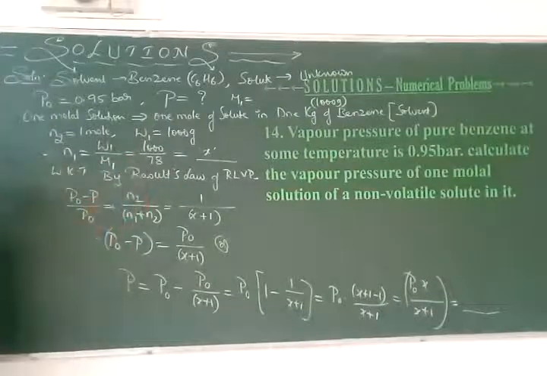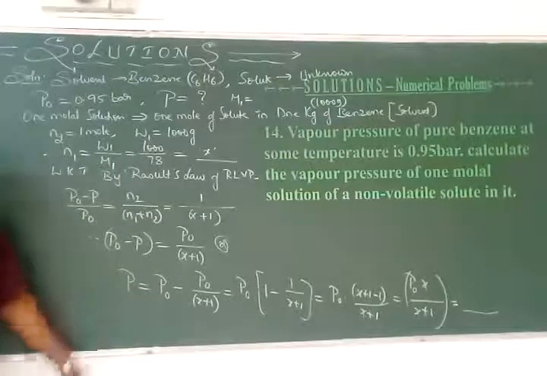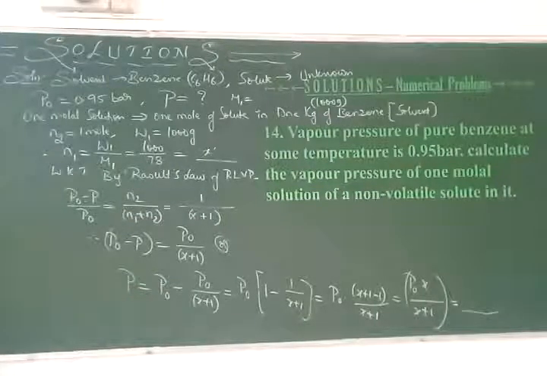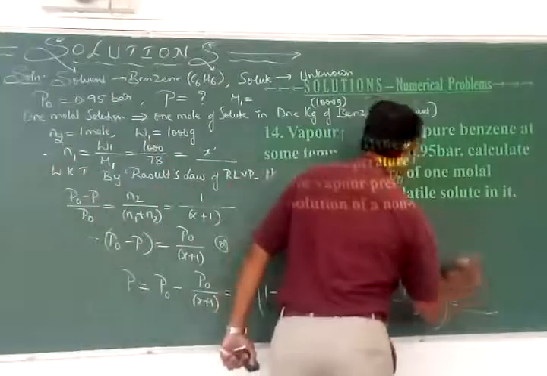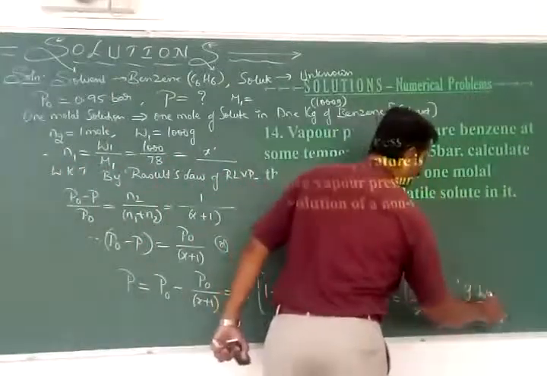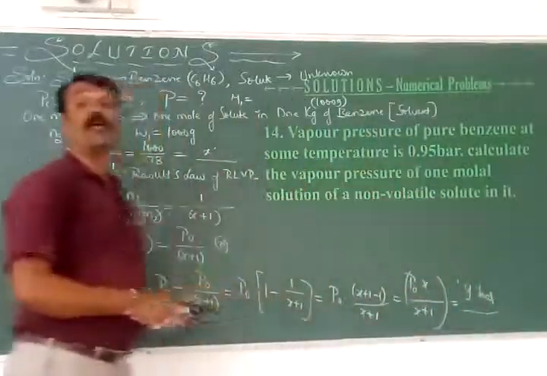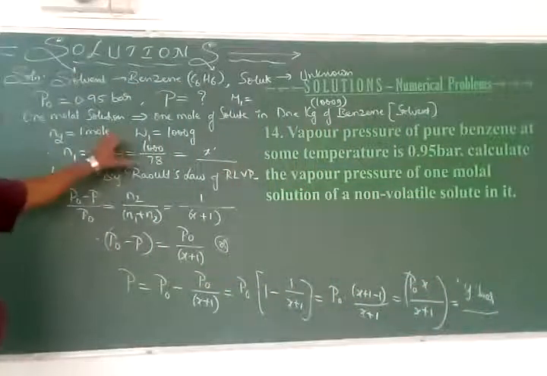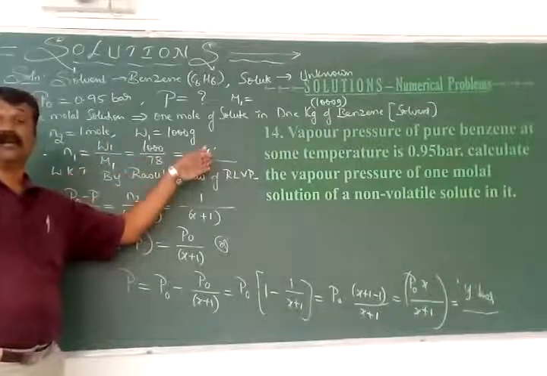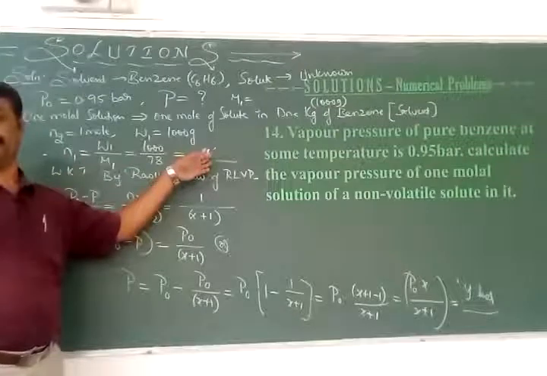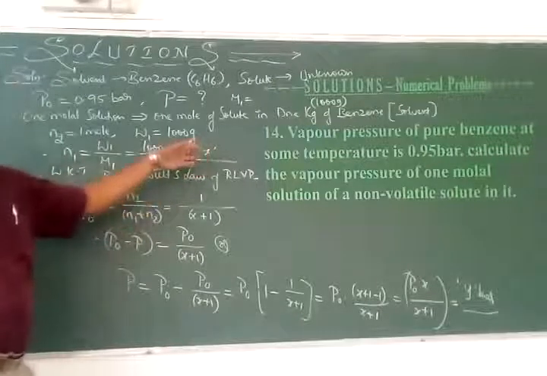If I simplify that X, 1000 by 78, and substitute the value in the vapor pressure expression, you have to calculate the value on your own. Let it be Y, in terms of bar, because as it is given in bar, this is also going to be in bar. It is your work to get the value of 1000 by 78, which is approximately 14 or 15.